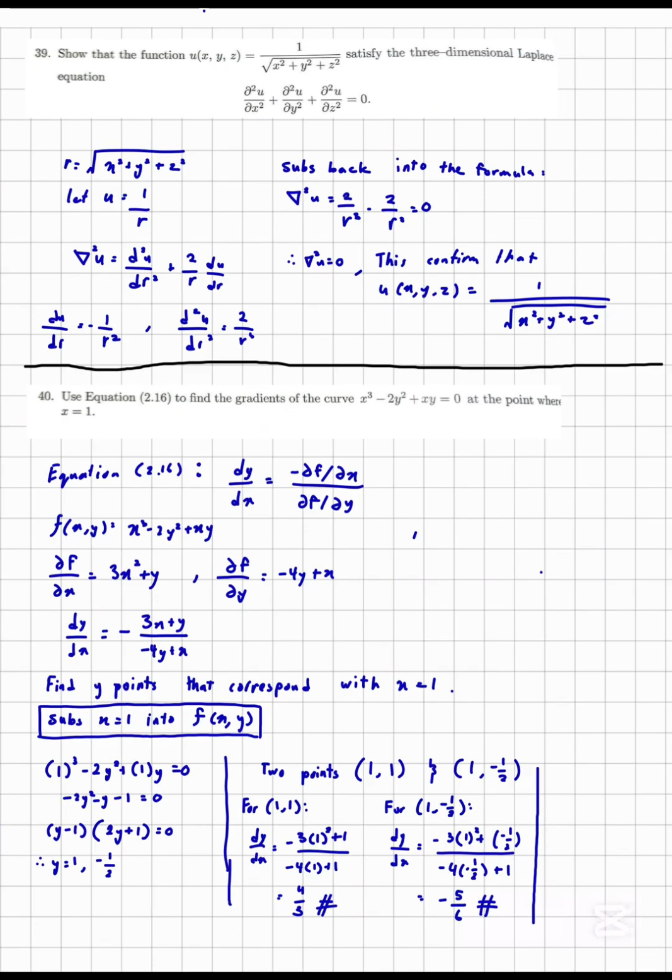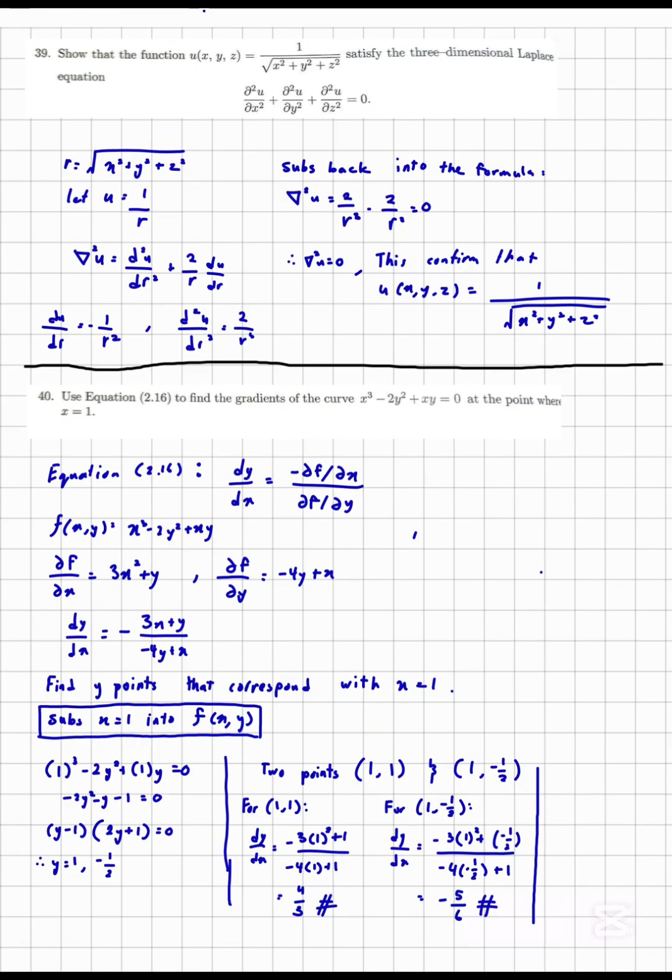For question 39, the equation given is u(x,y,z) equal to 1 over the square root of x squared plus y squared plus z squared, and it needs to satisfy the three-dimensional Laplace equation. So we substitute r equal to the square root of x squared plus y squared plus z squared, and let u equal 1 over r.